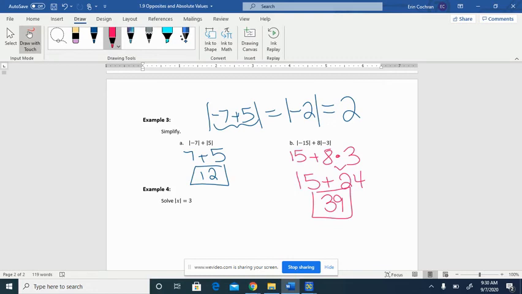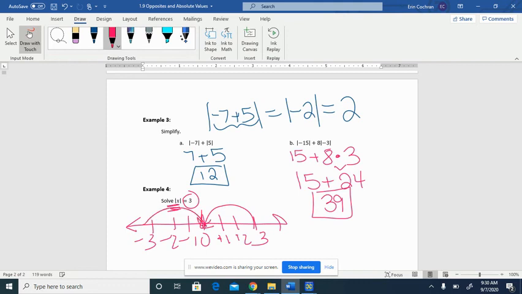Now, when we look at absolute value and we need to solve for that x, we have to remember the absolute value is the distance away from 0. So what number is 3 units away from 0? Well, if you think of a number line, if 0's here, then +1, +2, +3, and -1, -2, -3. So if I'm looking at what is 3 units away from 0, we have 2 numbers. We have a +3 and we have a -3.